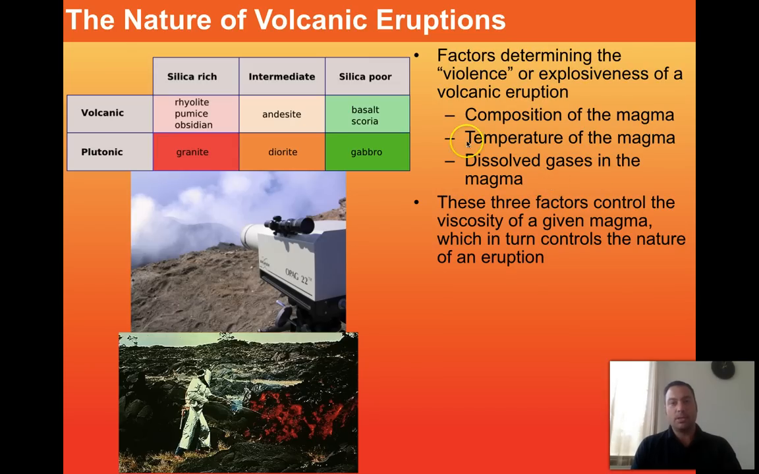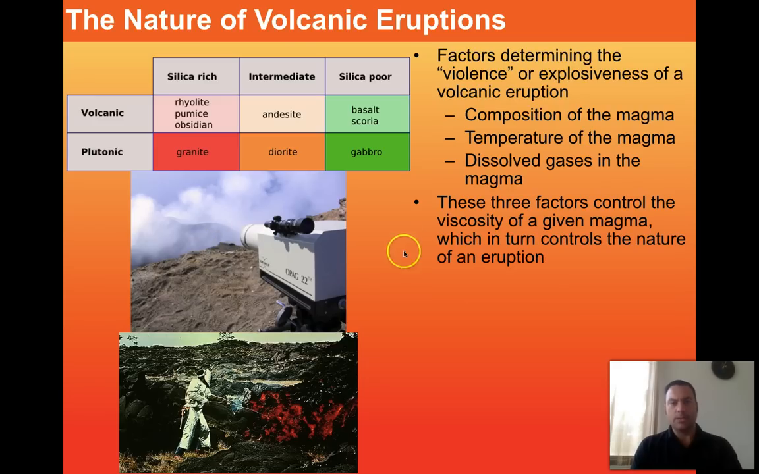Right, so the composition of the magma, this is our old chart that we've been using several lectures now, right? There's volcanic and plutonic, or intrusive and extrusive. This would be the extrusive, this would be the intrusive. The silica rich would be the rhyolite, pumice, and obsidian. The plutonics would be granite. Same thing with the intermediates, andesite, diorite. And the silica poor, the mafic rocks, would be basalt and gabbro.